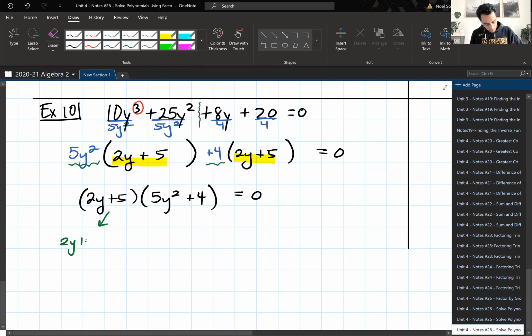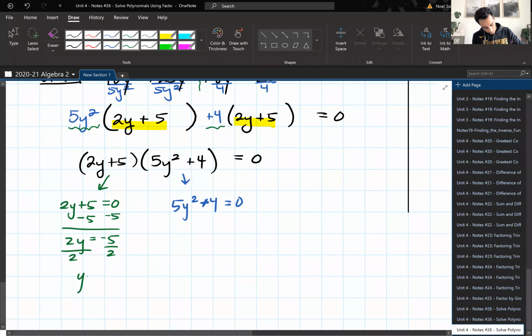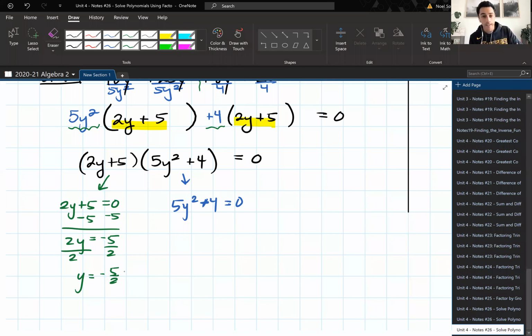So the first one is 2y plus 5, and this is equal to 0. The next one is going to be 5y squared plus 4 equal to 0. So let's find our first root. First root, subtract 5 from both sides. 2y equal to negative 5. Divide both sides by 2. And y is equal to negative 5 over 2. Okay, so I found one root. Now let's take a look at the next one.